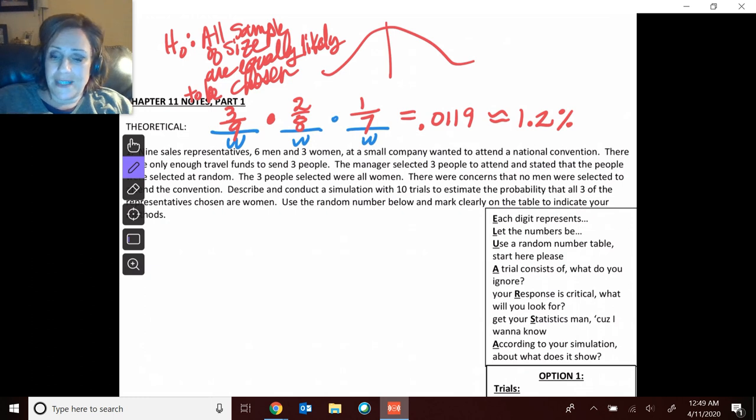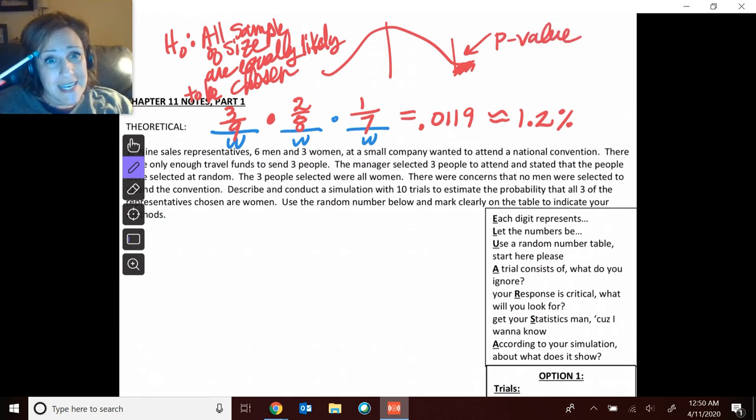But guess what? There was only a 1.2% chance that we would have gotten that type of sample. What is this called? Hopefully this connects to what we just finished. There's just a 1.2% chance of that happening if the null hypothesis is true. That p-value is the probability of getting that particular sample, or more extreme results, if indeed all samples are equally likely to be chosen.